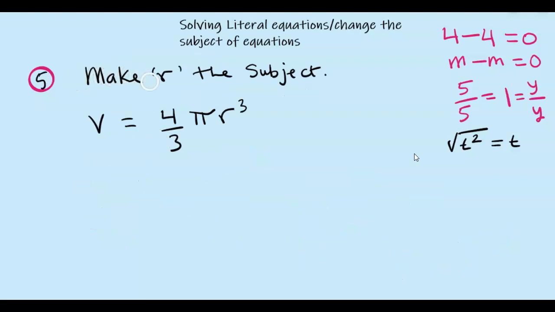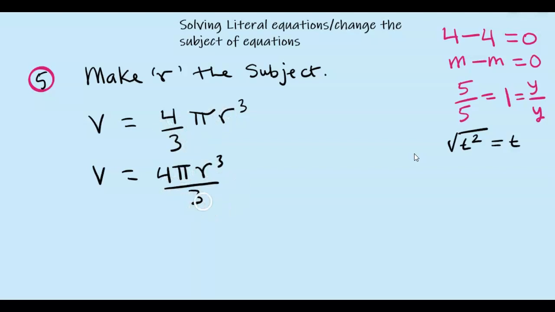Okay, so here we want to make r the subject of this formula. V is equal to 4 divided by 3 pi r cubed, and they want us to isolate the r. So here realize that it's being multiplied by 4 pi and being divided by 3. So if we want, we can rewrite this as 4 pi r cubed all divided by 3. This is the same thing as that.